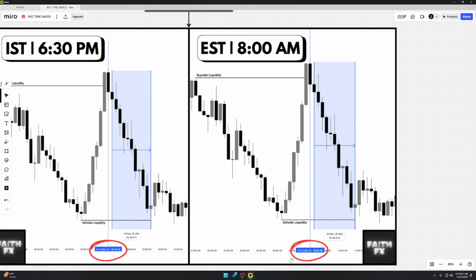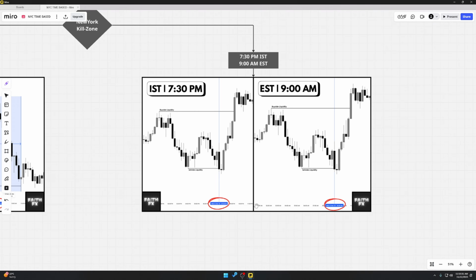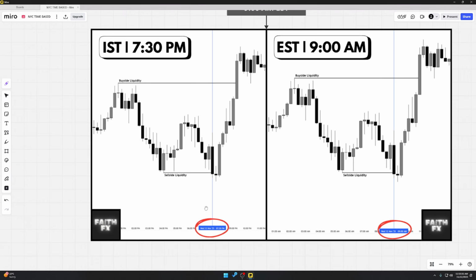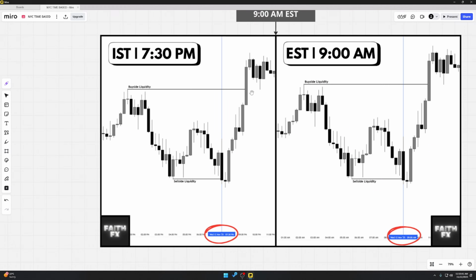The second key time is 7:30 p.m. Indian Standard Time, which is 9 a.m. Eastern Standard Time. Look at this example. We have a sell-side liquidity sweep occurring exactly at 7:30 p.m. IST, and the market immediately moves straight toward the buy-side liquidity.